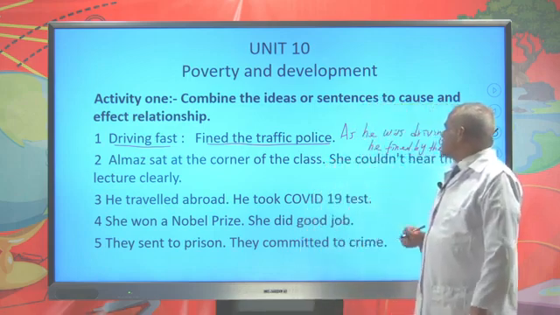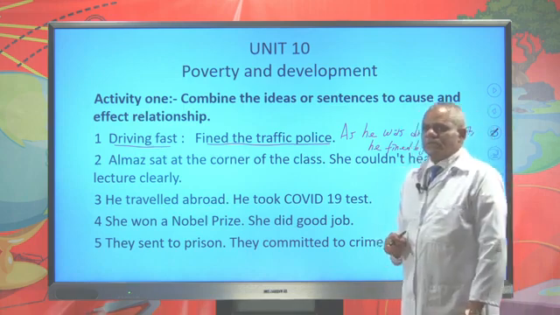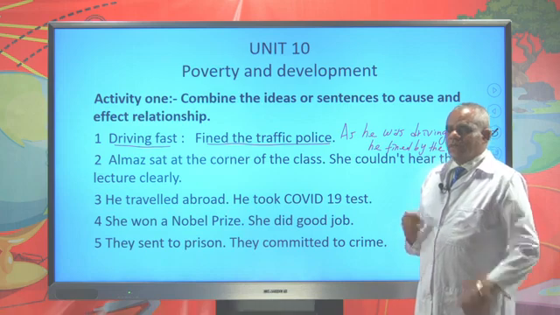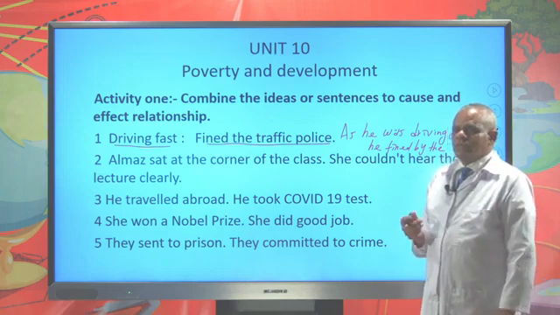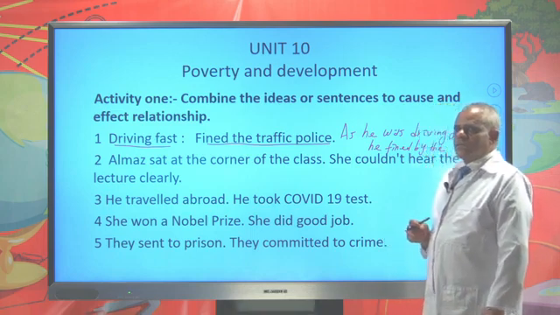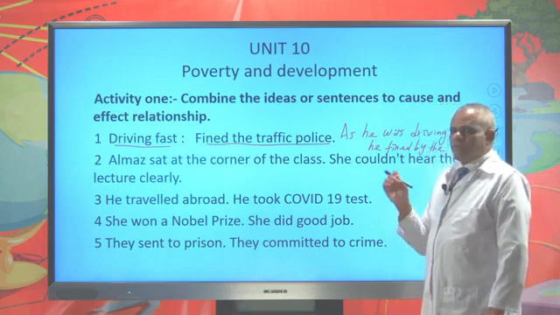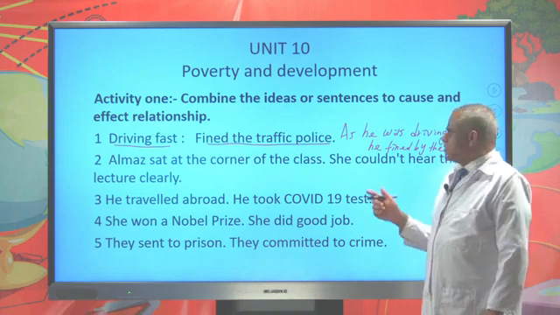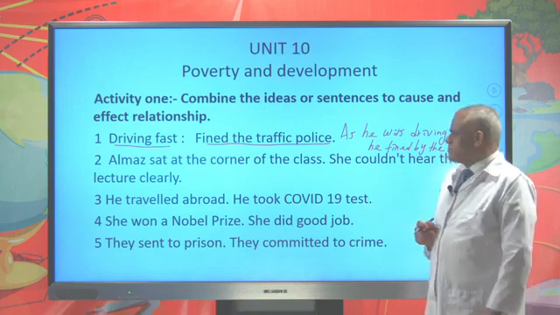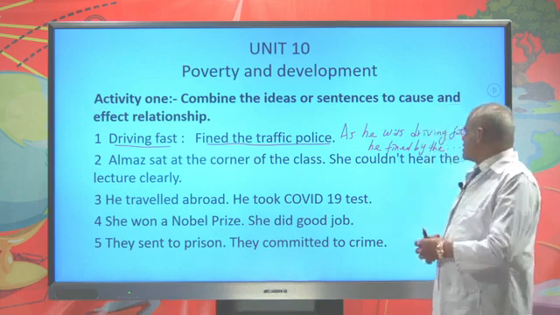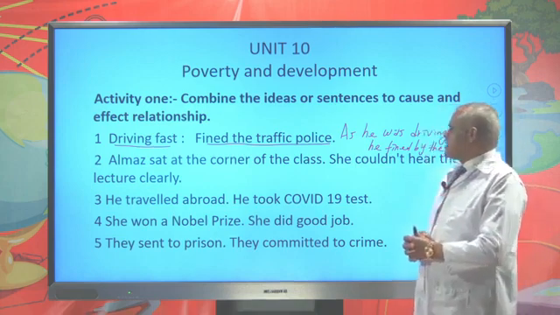And instead of as, if you like, you can use since. This is a cause. The devices are important. Using devices, as I have just stated earlier during the period of giving examples, I'm sure that you'll do different kinds of devices. Come again. Almaz sat at the corner of the class. She couldn't hear the lecture clearly.